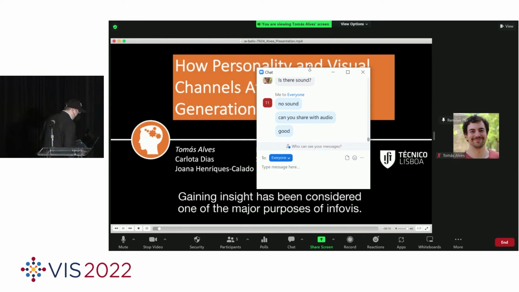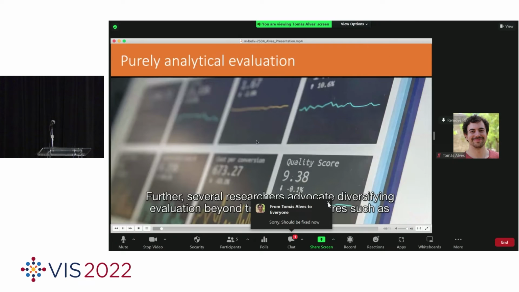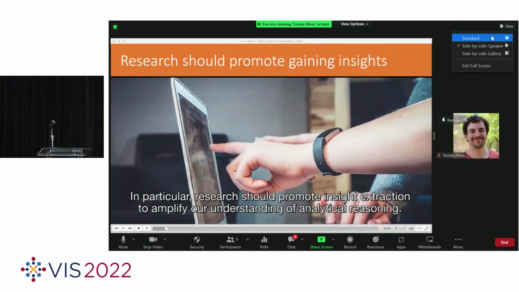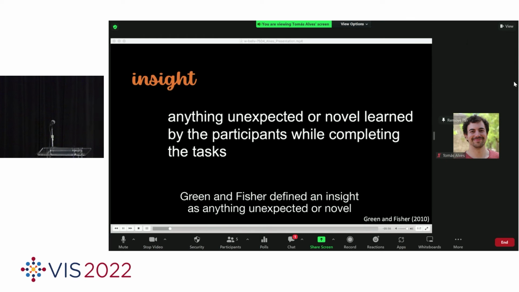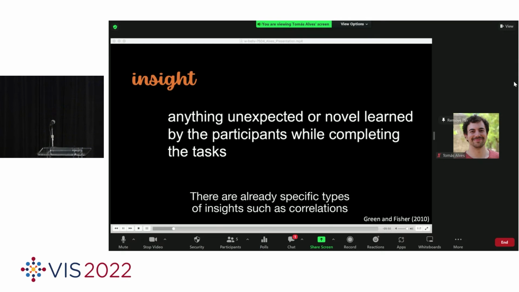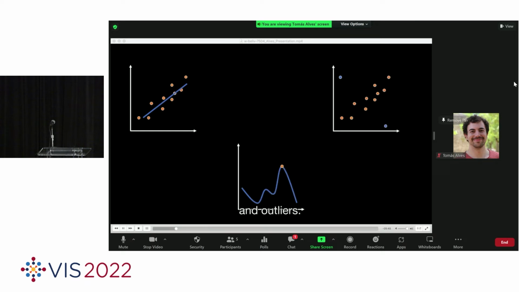Insight Generation. Gaining insight has been considered one of the major purposes of InfoVis. Further, several researchers advocate diversifying evaluation beyond traditional measures, such as task completion time and accuracy. In particular, research should promote insight extraction to amplify our understanding of analytical reasoning. Green and Fisher define insight as anything unexpected or novel learned by the participants while completing the tasks. There are already specific types of insights such as correlations, peaks, and outliers.